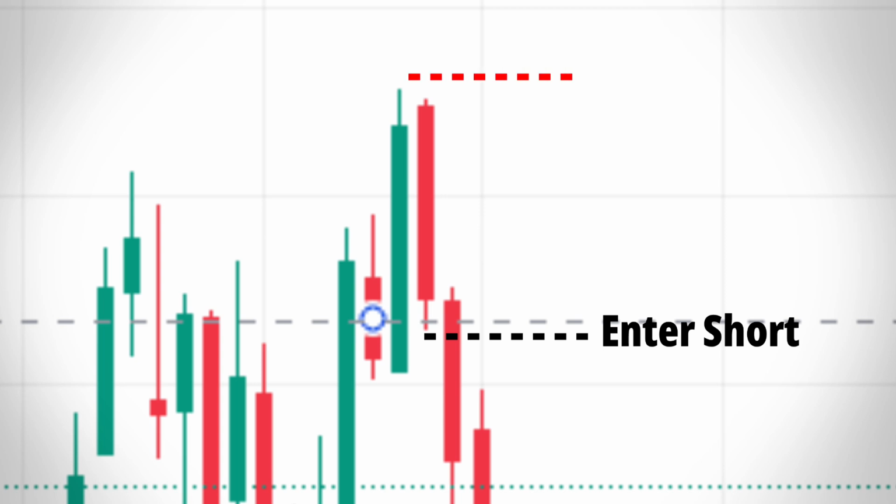Then you can place a stop loss just above the high of the first candlestick to protect your position in case the trend reverses back upward. That's in case you have a false signal.